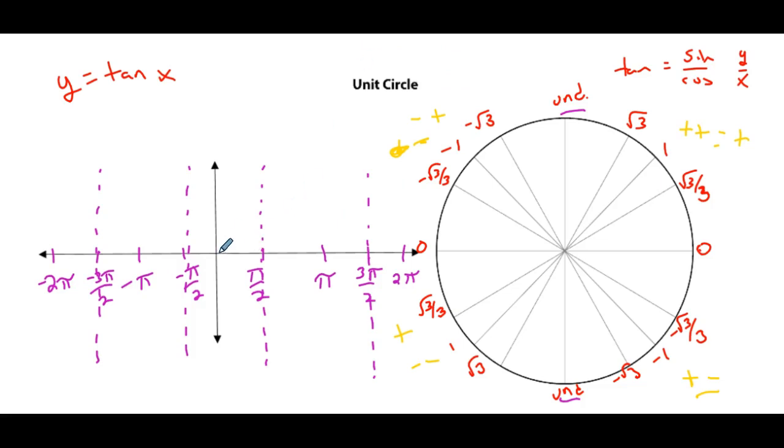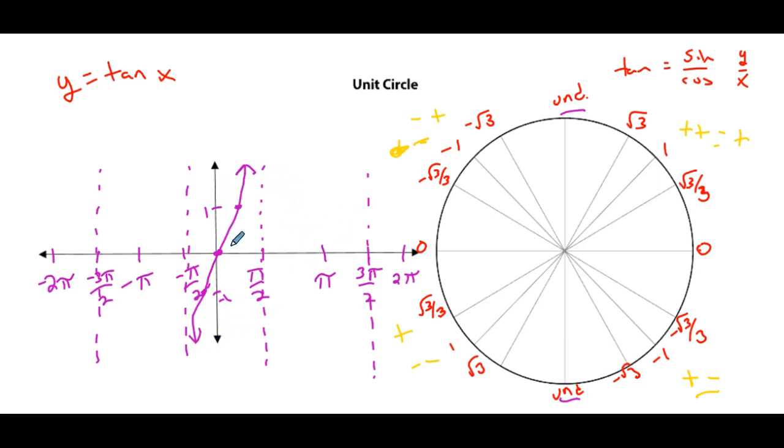So at 0 we have 0, and then at pi over 4 we're at 1, and then it's just going to keep going up. At negative pi over 4, we're at negative 1, and then it goes down forever. So that's what the tangent function will look like in graph form.